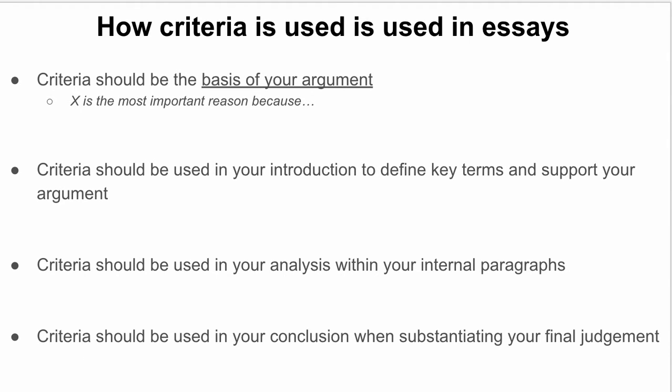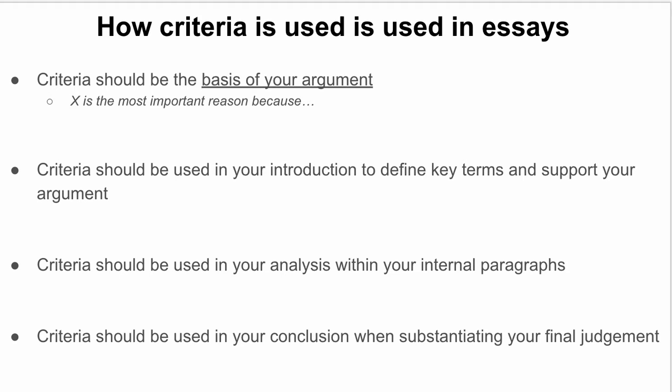So let's start off talking about essays. So criteria is the basis of your argument. So as I said before, if you're saying X is the most important reason, why is that? So if you're saying it had a more widespread impact, it was the catalyst that caused, those kind of things. That is your criteria. As I say in the next bullet point, criteria should be used in your introduction to define key terms. So that's a way of creating criteria, and it also supports your argument. I'll give some examples of this.